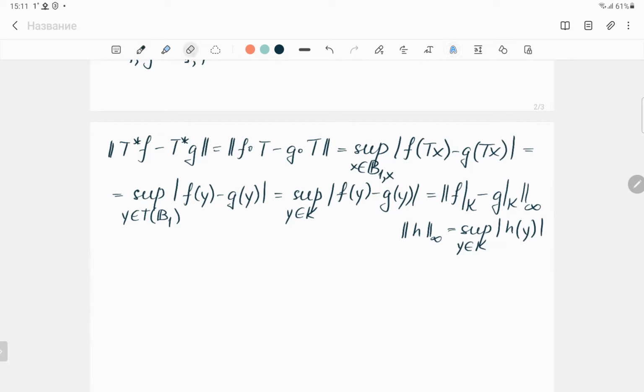Okay, and now these equalities imply that we have the following map that's denoted by phi. Oh, before we introduce the map, let's introduce some more notation. So let M denote the set of all restrictions to K of linear functionals from the closed unit ball of Y star. And this is a subset in C of K.